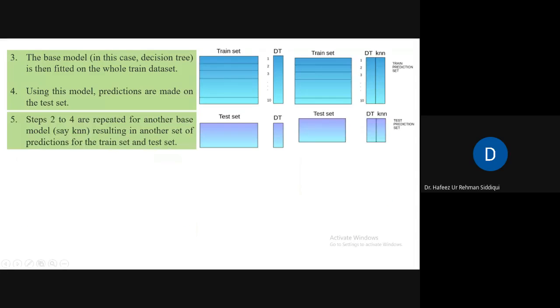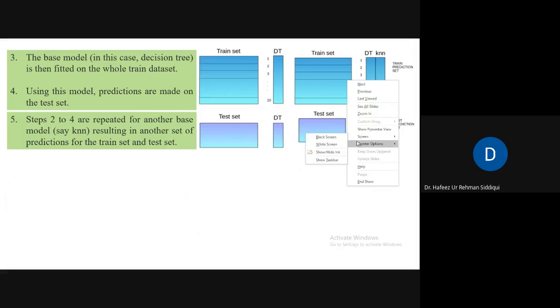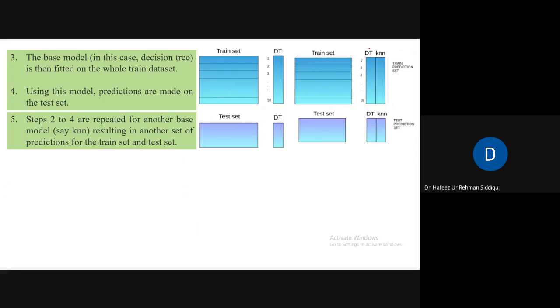Now take another classifier, KNN, and you will have these sets. At the end, you will have decision tree predictions for a set, and the KNN prediction for a set. So take those predictions as the features and apply the test data.